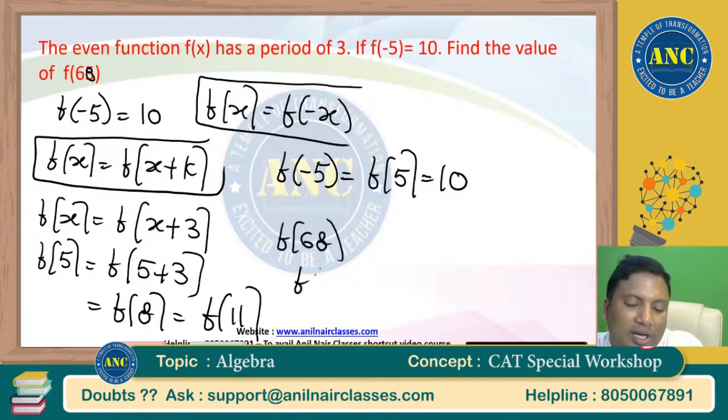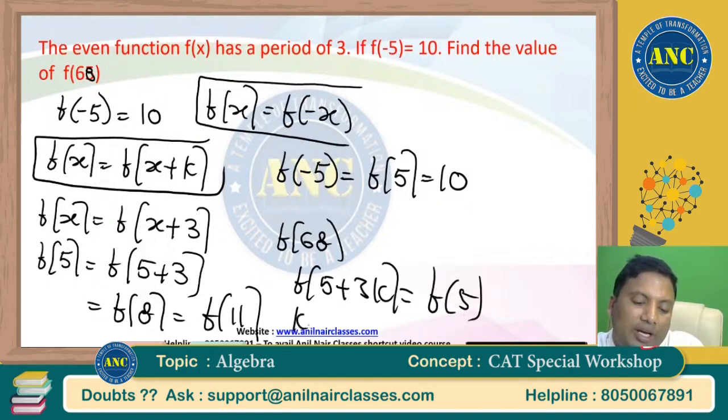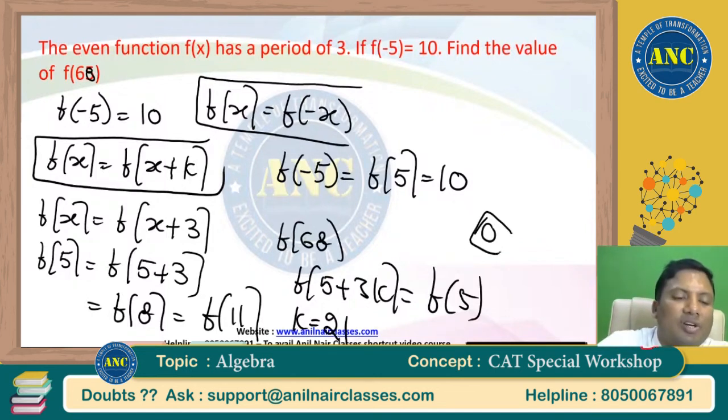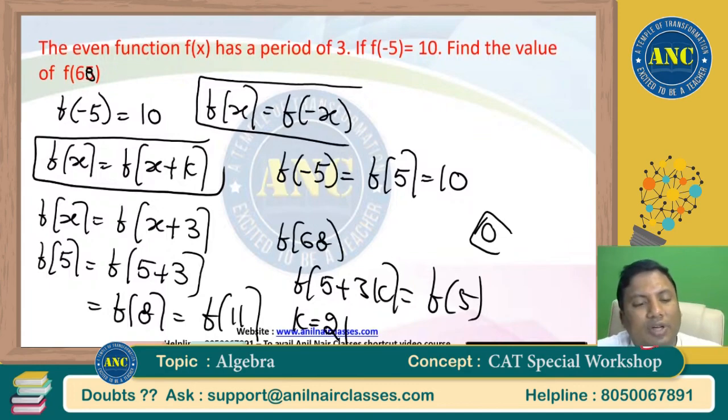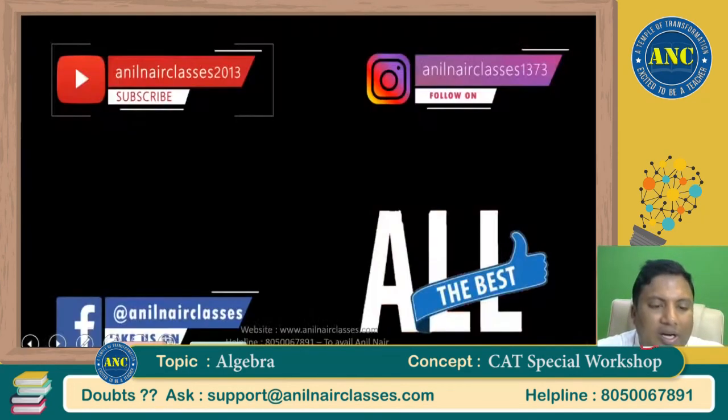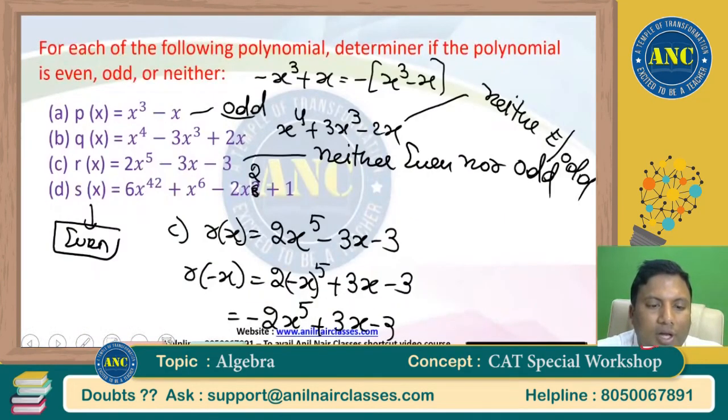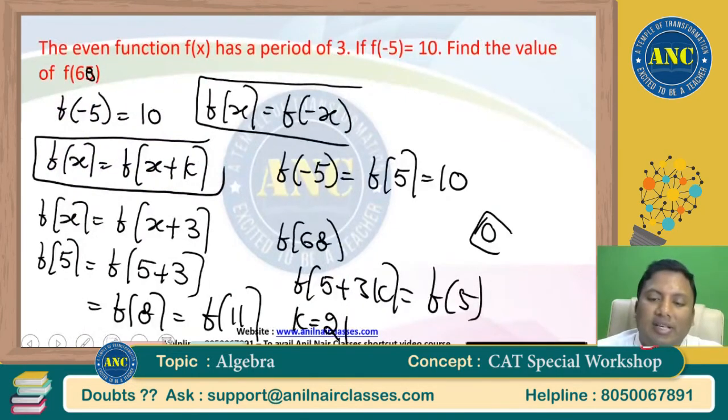So f of 68. If you observe, f of 5 plus 3k is nothing but f of 5. K you take it as 21, 63 plus 5, 68. So it is nothing but f of 5, which is nothing but 10. Just change the question from f of 65 to f of 68. Next one.